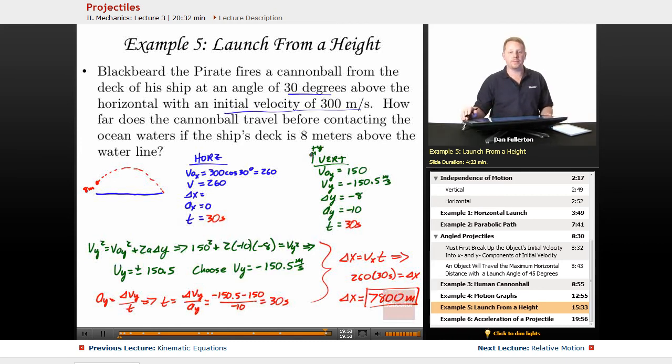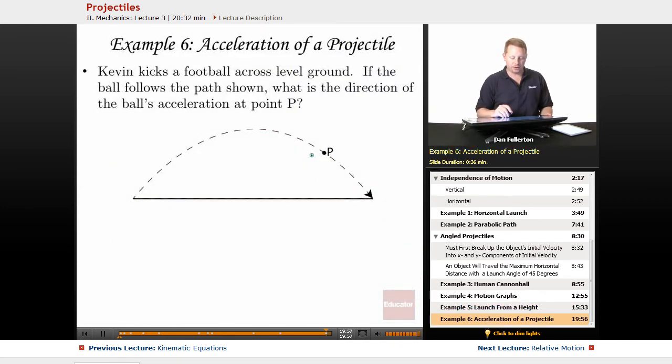All right, one last problem, a nice quick one, and we're done. Kevin kicks a football across level ground. If the ball follows the path shown, what is the direction of the ball's acceleration at point P?